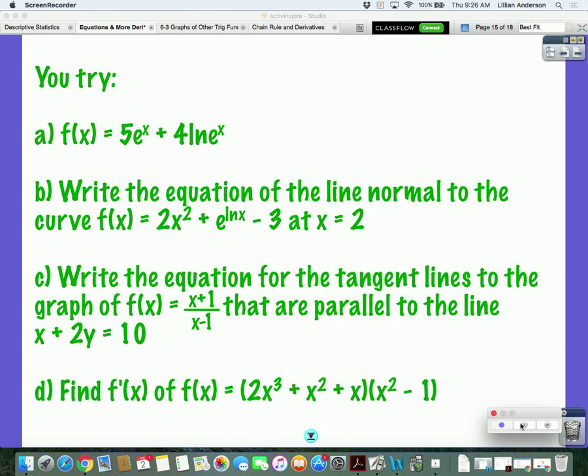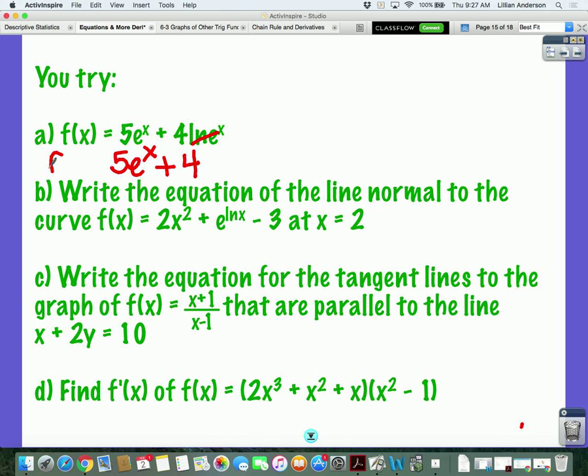All right, so for the first one, you had to find the derivative. You should have gotten 5e to the x for the first part. Ln and e, they cancel out, leaving you with a 4x. The derivative of 4x is 4. Raise your hand if you got that one. Good stuff. Okay, hands down.